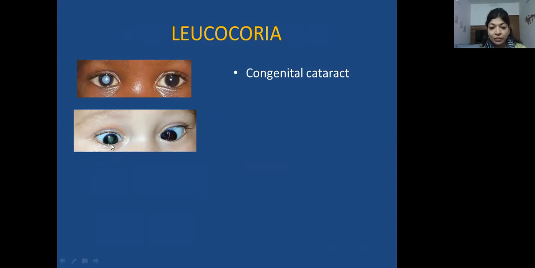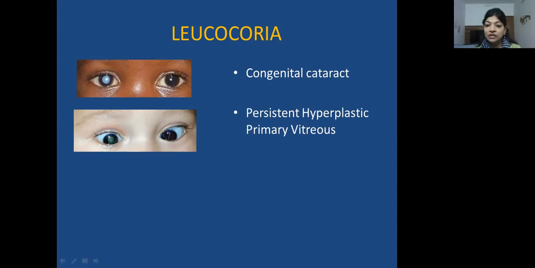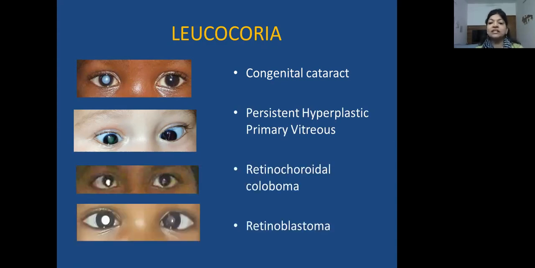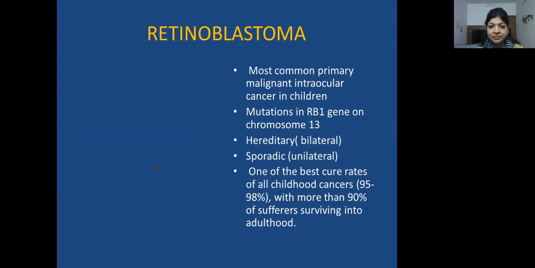And you can see a white reflex because of a cataract. So if you see a microcornea with a white reflex because of a cataract, that's commonly seen in a condition called persistent hyperplastic primary vitreous. And this I've already told you, a coloboma of the iris. And the fourth condition, which is retinoblastoma. These are the common four conditions and important conditions which we should keep in mind.